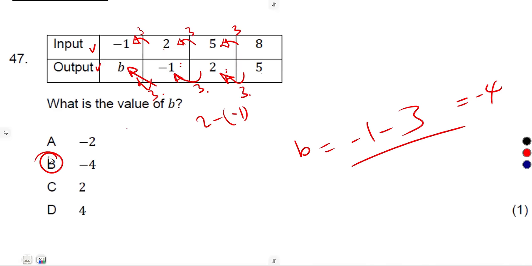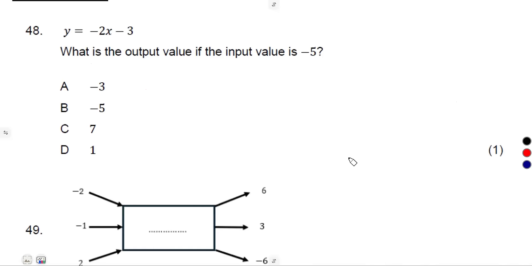Guys, some of the questions are study-like. You study the question, guys. Okay, you can use any proper way, but for 1 mark, if you can study and understand the concept, use it as it is. What is the output value if the input value is minus 5 on question number 48? There is a relationship already. They gave us a relationship. The input given is negative 5. What will be the output?